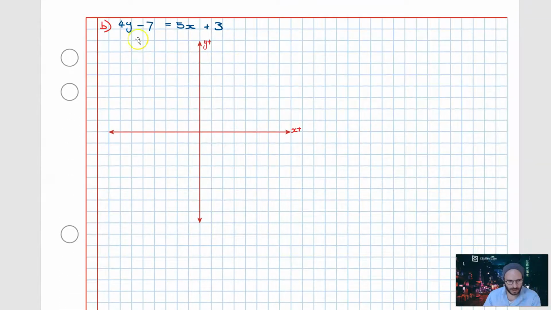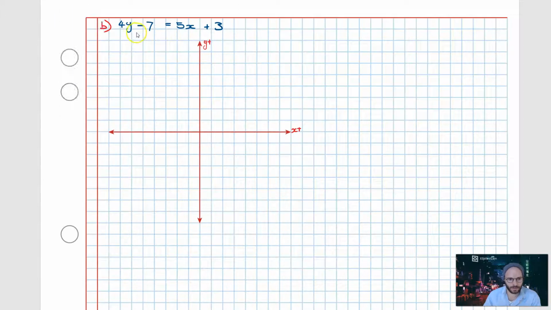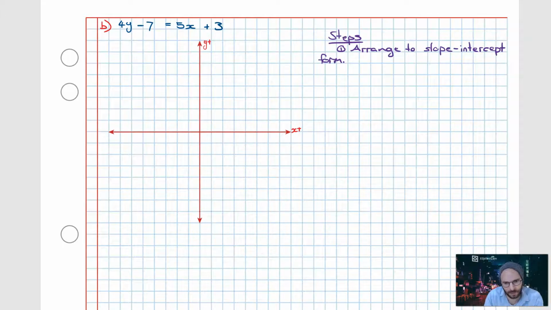So, as you may have guessed, the first step we're going to go through to be able to solve this particular problem is we need to rearrange this to be in slope-intercept form. So step 1: rearrange to slope-intercept form. We have 4y minus 7 equals 5x plus 3. We're going to move all of our constants to the right-hand side. So I've got a minus 7, so we're going to go plus 7.